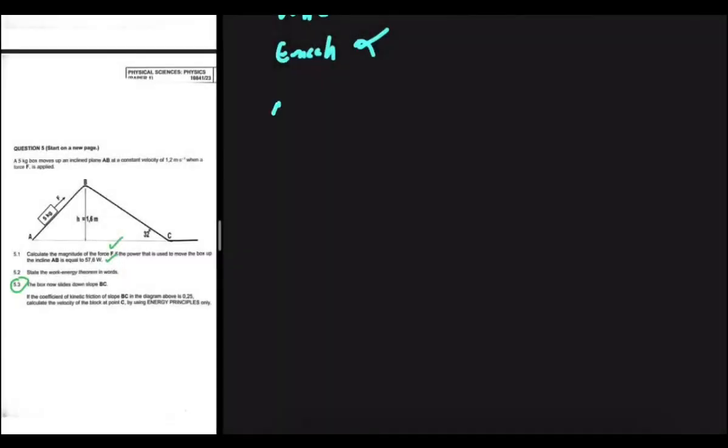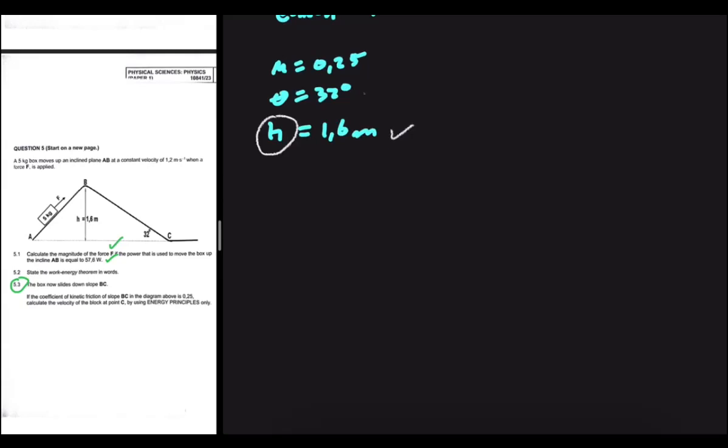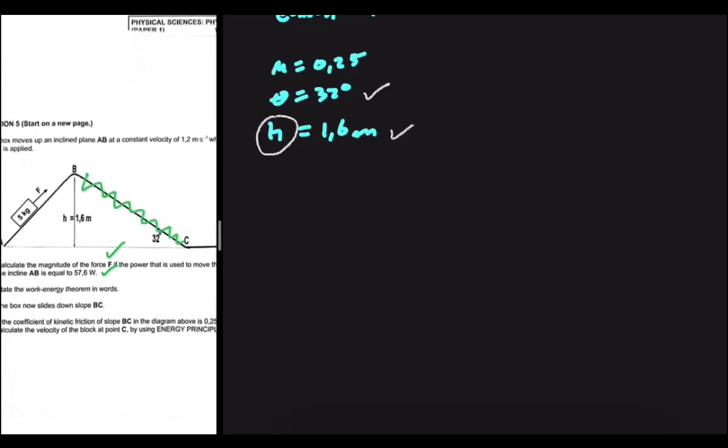We have the coefficient of kinetic friction, which is 0.25. We have our angle theta, which is equal to 32 degrees. We have our height, which is equal to 1.6 meters. What else do we have? Obviously, from the height and our angle theta, we can find the length of our incline. We can easily see that sine of 32 is equal to the opposite, which is our height, divided by our hypotenuse BC. So BC is just equal to 1.6 divided by sine of 32.